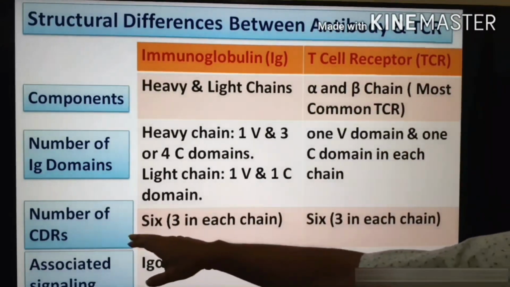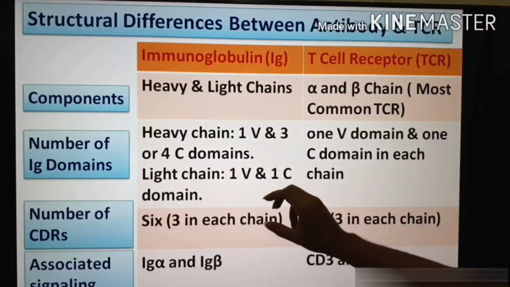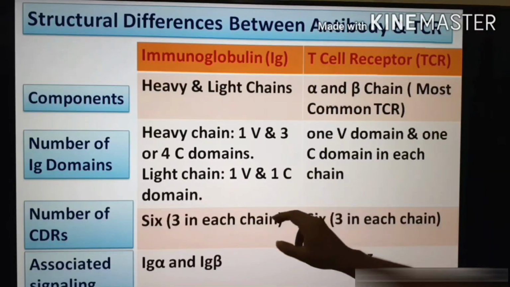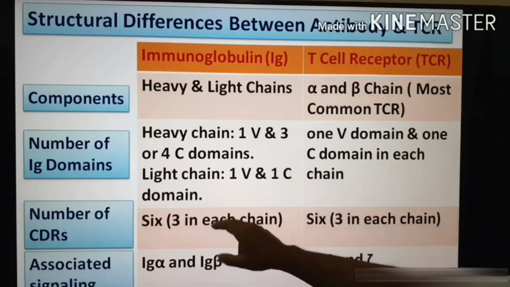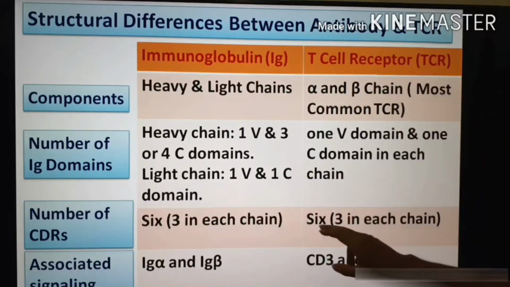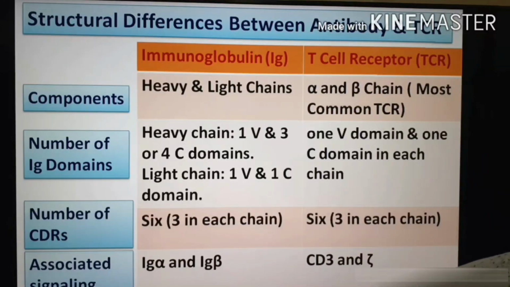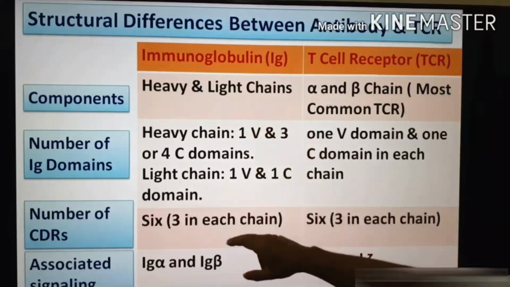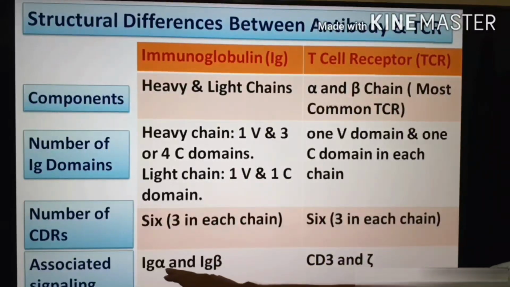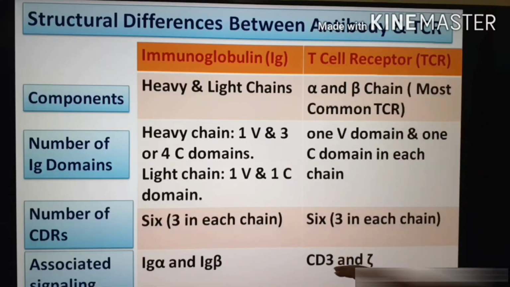The number of CDRs in the case of immunoglobulin is 6, because each variable region from the heavy and light chain is composed of 3 CDRs, so the total number is 6. And in the case of the T cell receptor, there are also 6 CDRs present. The associated signaling molecules in the case of antibody or B cell receptor are called Ig alpha and Ig beta, and in the case of T cell receptor it is CD3 and zeta.